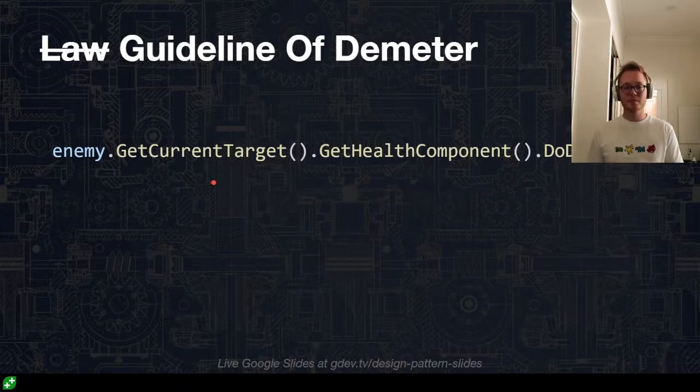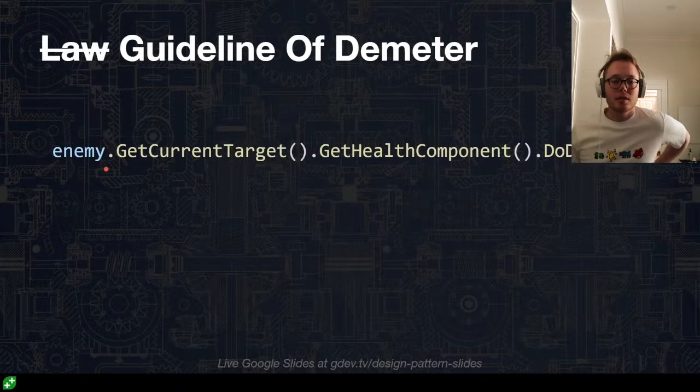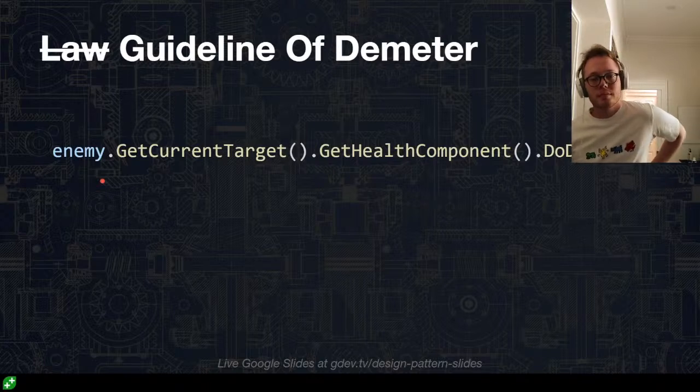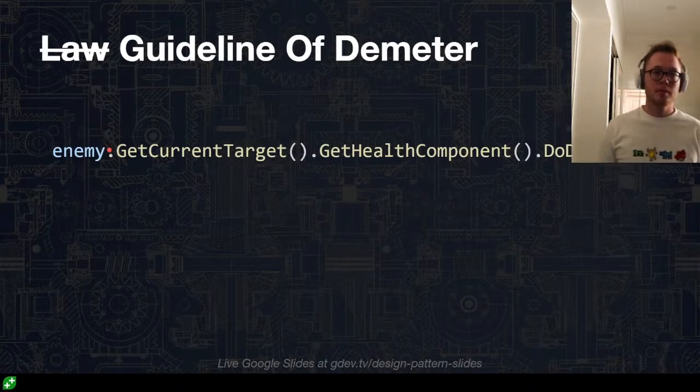Let's have a look at this. Why is this a bad thing? Because we've got dots. We're in some class that has an enemy variable. Maybe that was something passed in as an argument to a function. So we have a dependency on enemy in this class. That's fine.